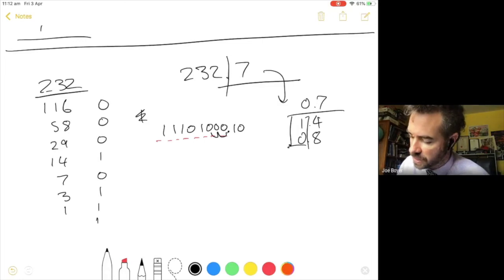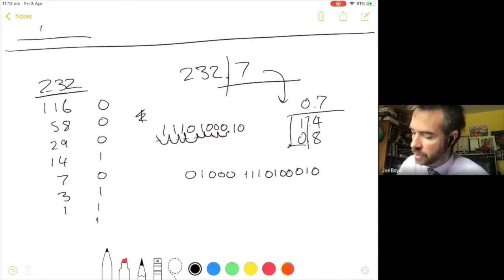I need to move my decimal place 1, 2, 3, 4, 5, 6, 7, 8. And so 8 in 5-digit binary is that. So that's my exponent. My Mantissa is 11101000010. And this is a positive number. I'm talking about positive 232. So my sign bit is 0. Any questions?